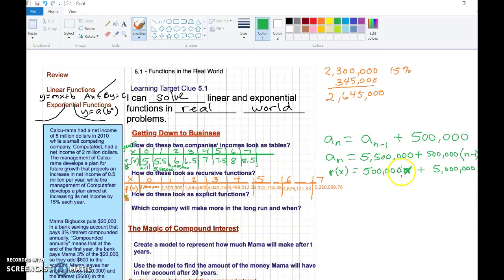So 500,000 is our rate of change, our slope. X would be the number of years, and 5 million is where we start. So we've just written this 3 different ways, all representing the same function. Now let's take a look at our orange table, which is our Computafest table.